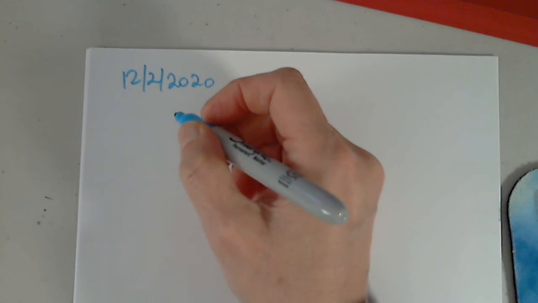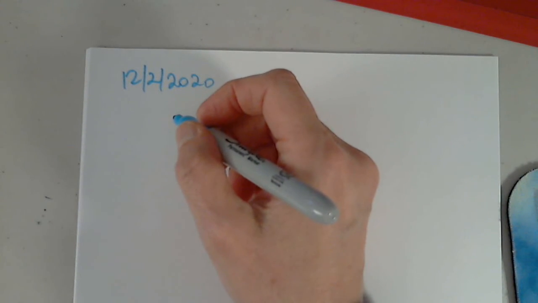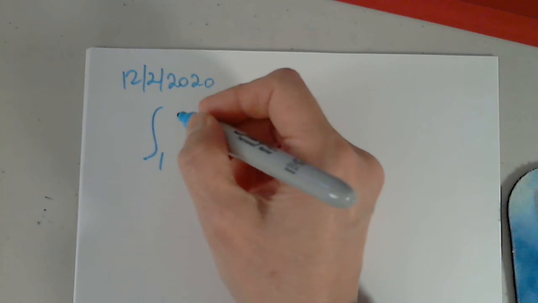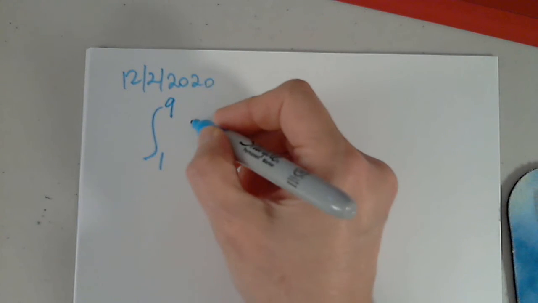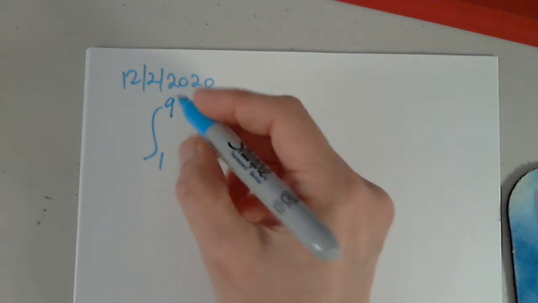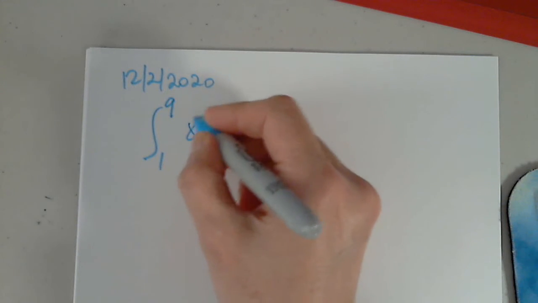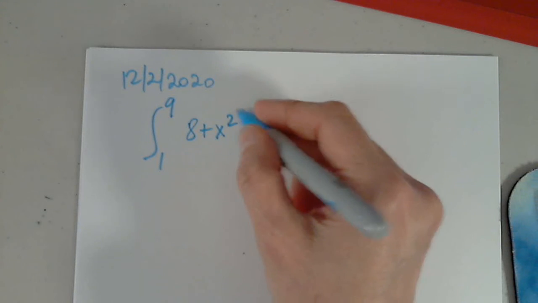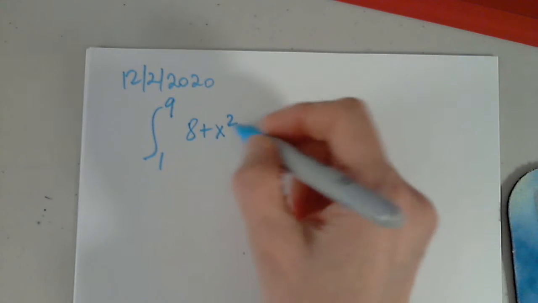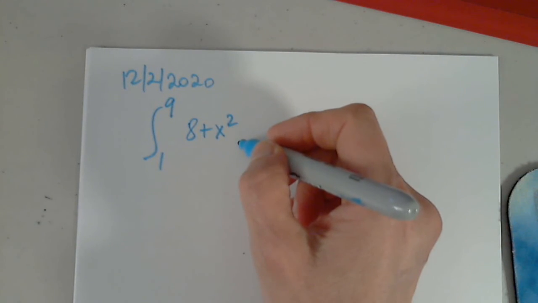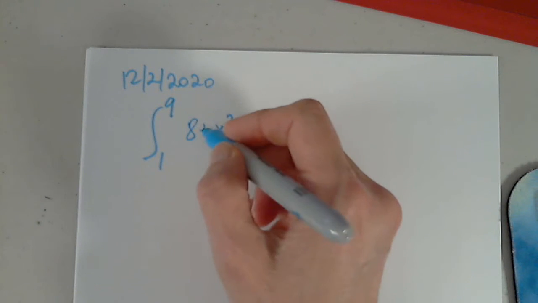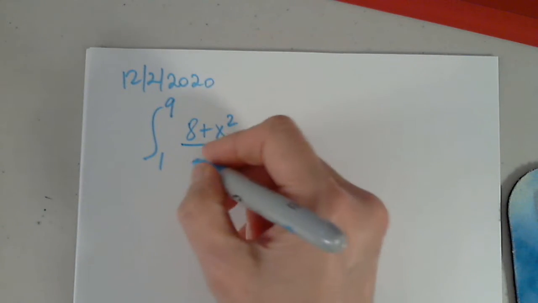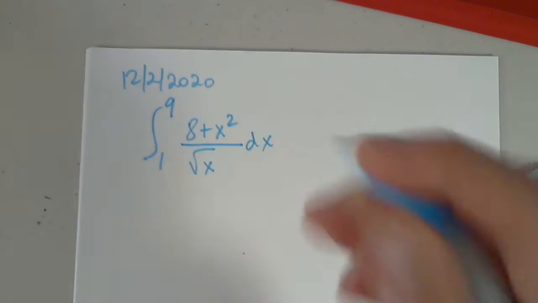Okay, so the bottom of the integral is 1. The top is 9. And it's 8 plus x squared over square root of x. Is it in parentheses? The whole thing, that's the numerator. And it's over square root of x. Oh, I see what you mean.